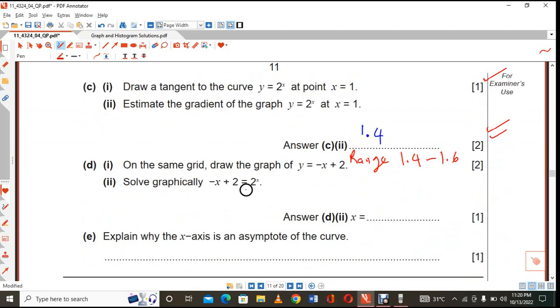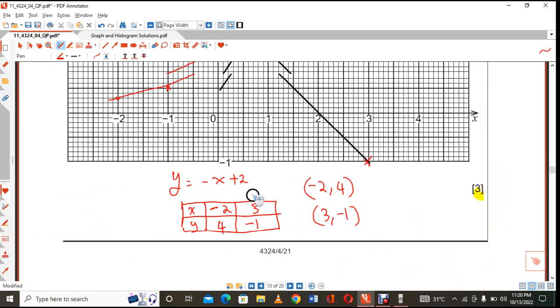Now they say solve graphically. What this means is, where does the straight line that I drew now and the curve meet, for x values?